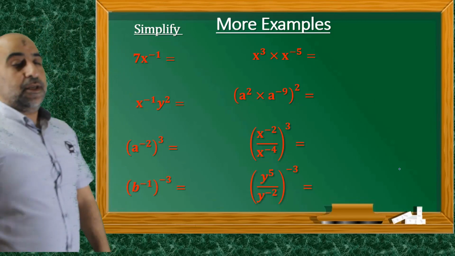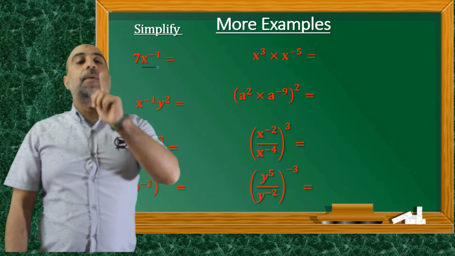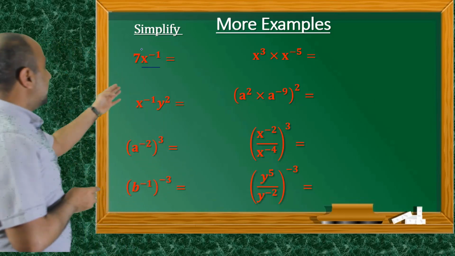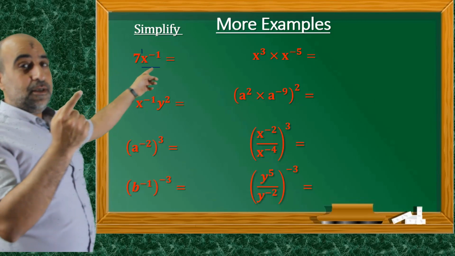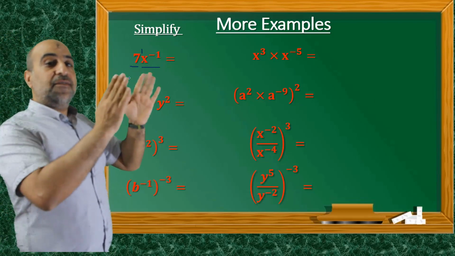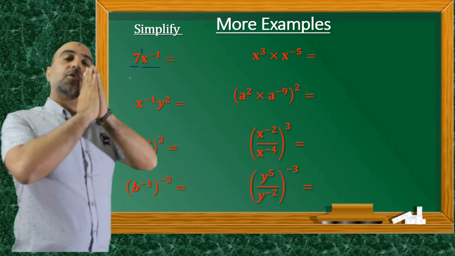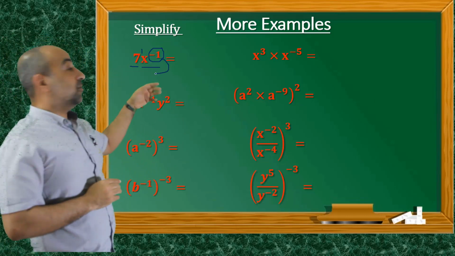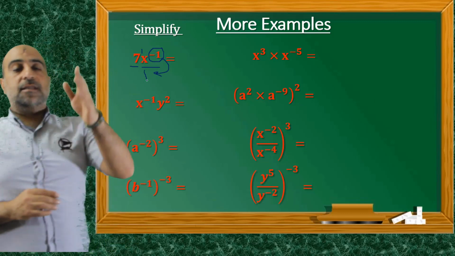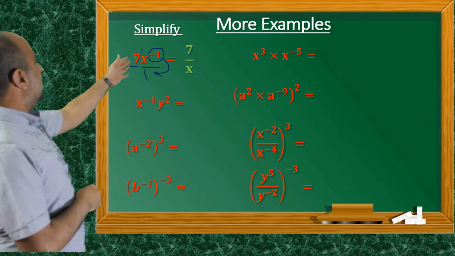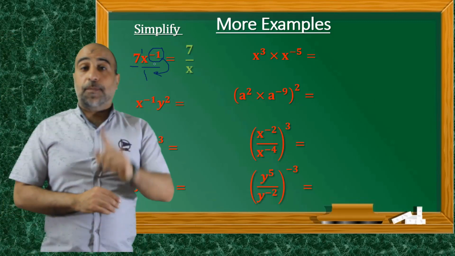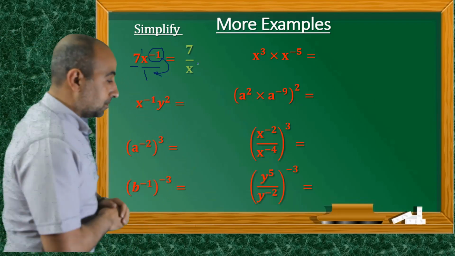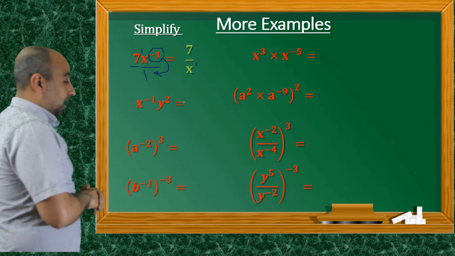7x to the power of negative 1. The power of negative 1 is for x, not 7, because there are no brackets. Then 7 to the power of 1, the power is positive, then 7 won't be changed. It will be in the numerator, no change. And the denominator will be x to the power of negative 1. Then the result will be 7 in the numerator and x to the power of 1, not written, in the denominator.